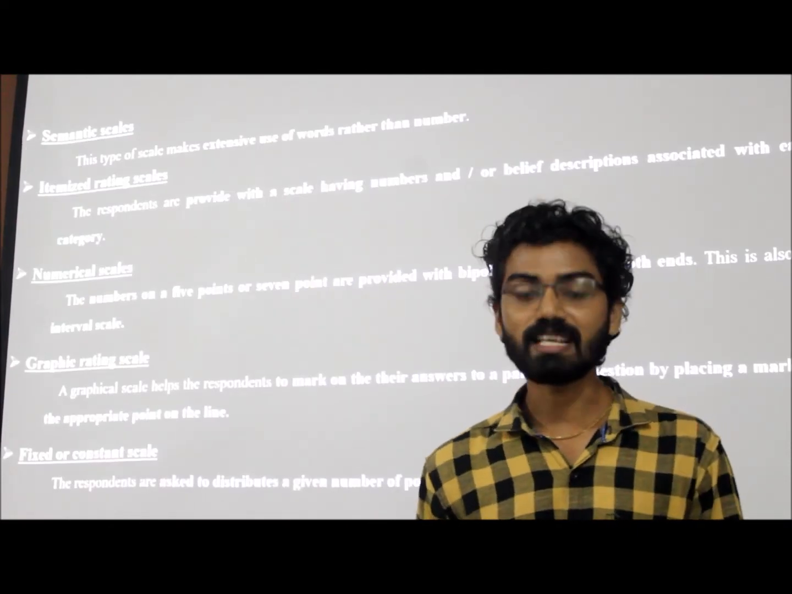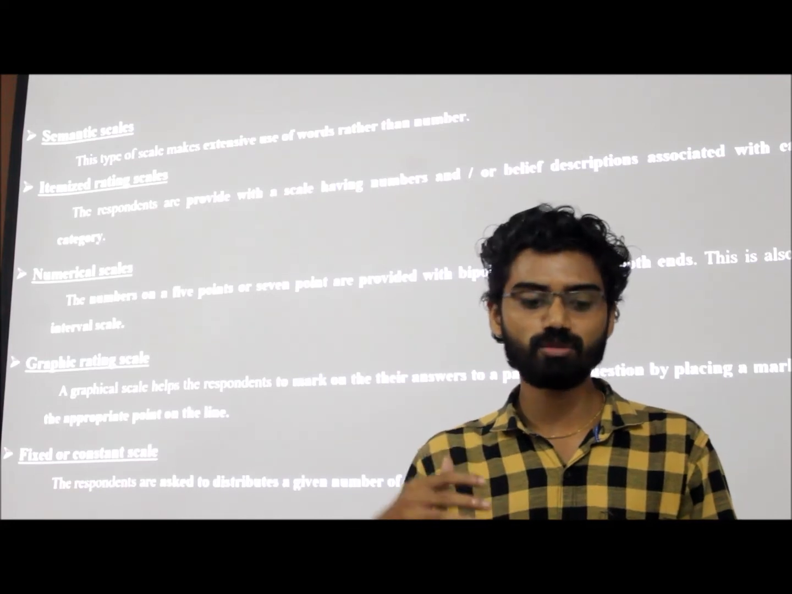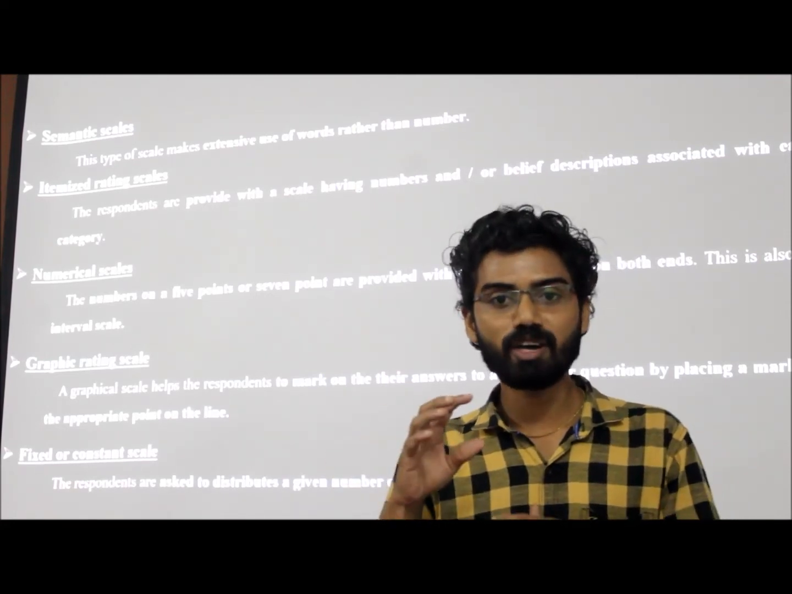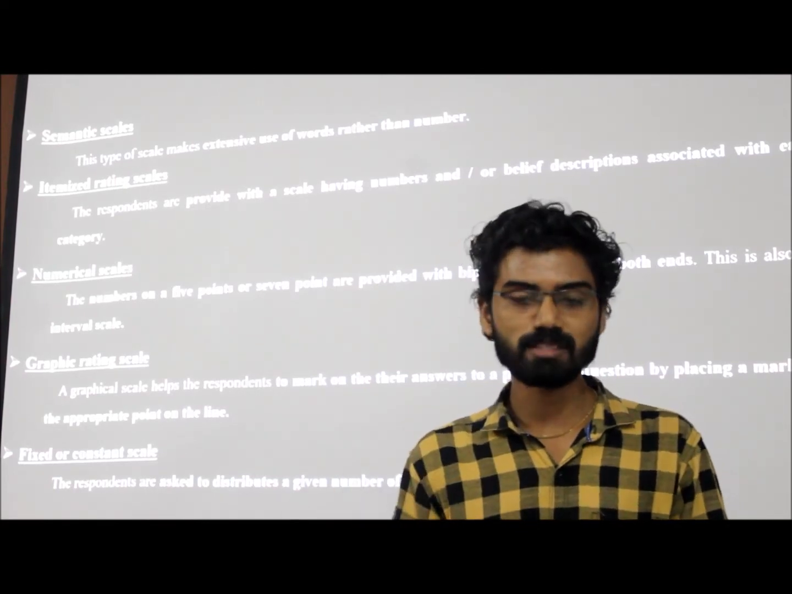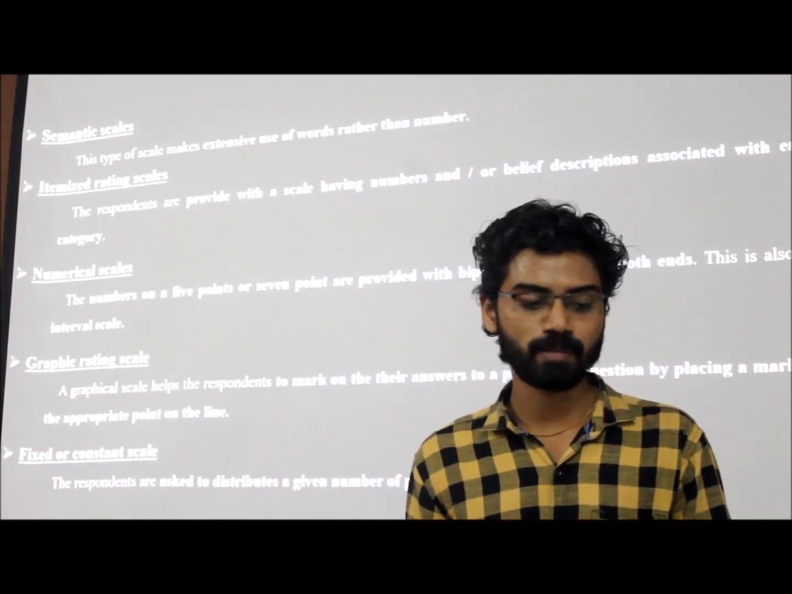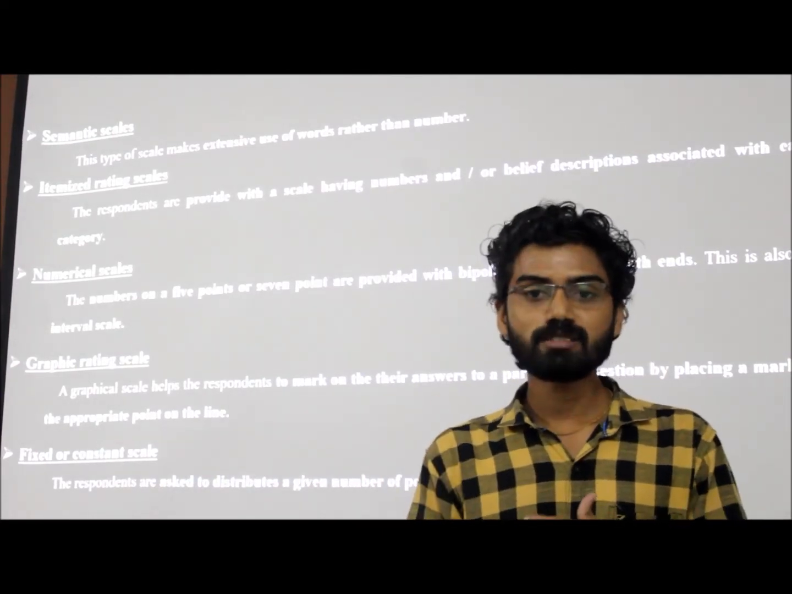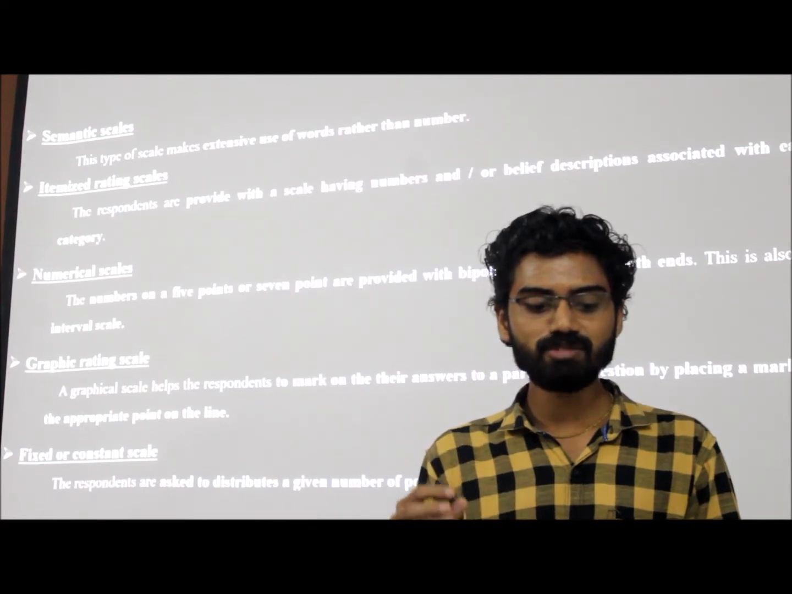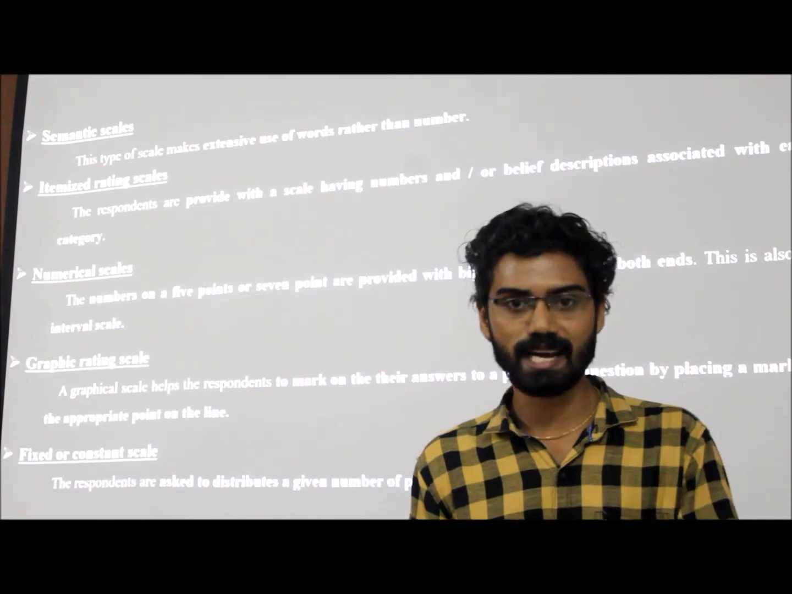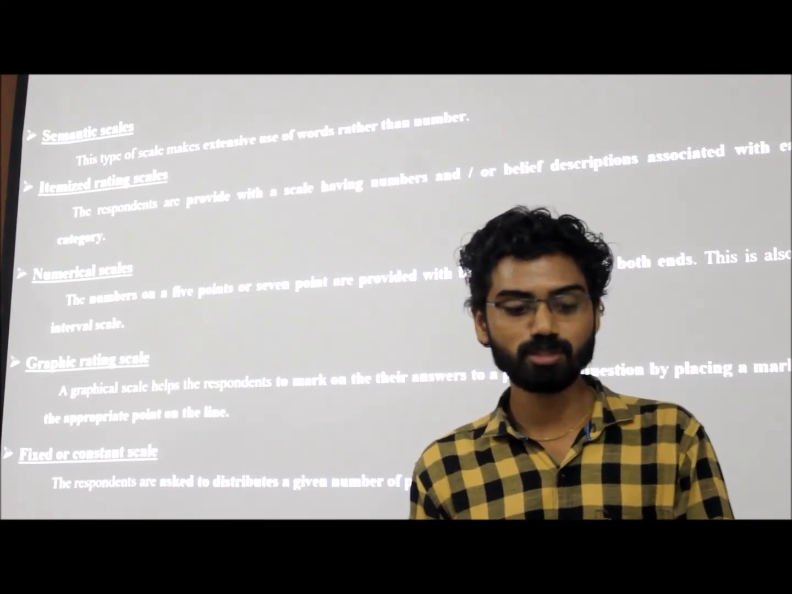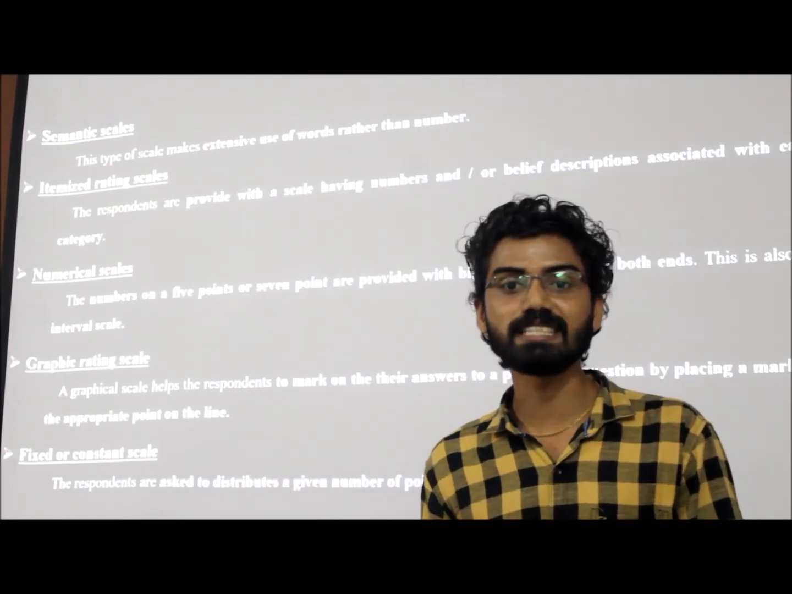And next one, semantic scale. So semantic scale, this type of scale makes extensive use of words rather than numbers. So if in our questionnaire we are using more words rather than numbers, it can be called as the semantic scale. And next one, itemized rating scale. So in the itemized rating scale, the respondents are provided with a scale having numbers as well as the descriptions associated with each category. So the respondents have the full freedom to make a particular option. So it can be called as the itemized rating scale.